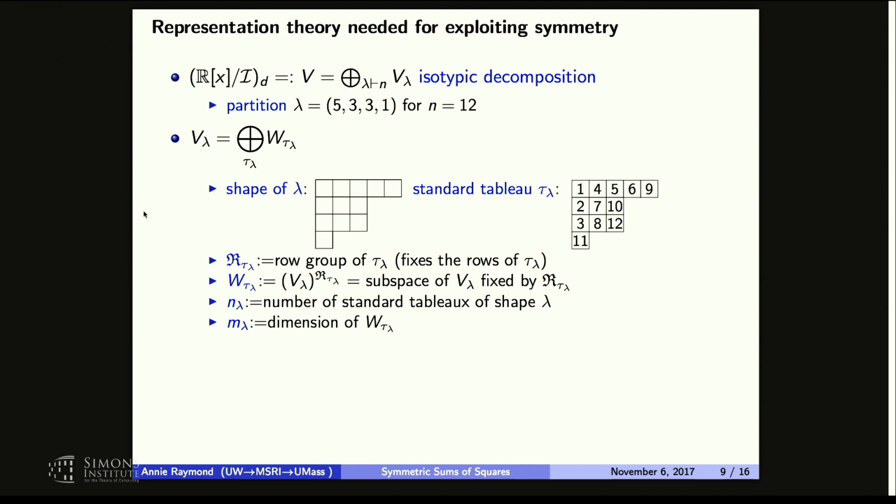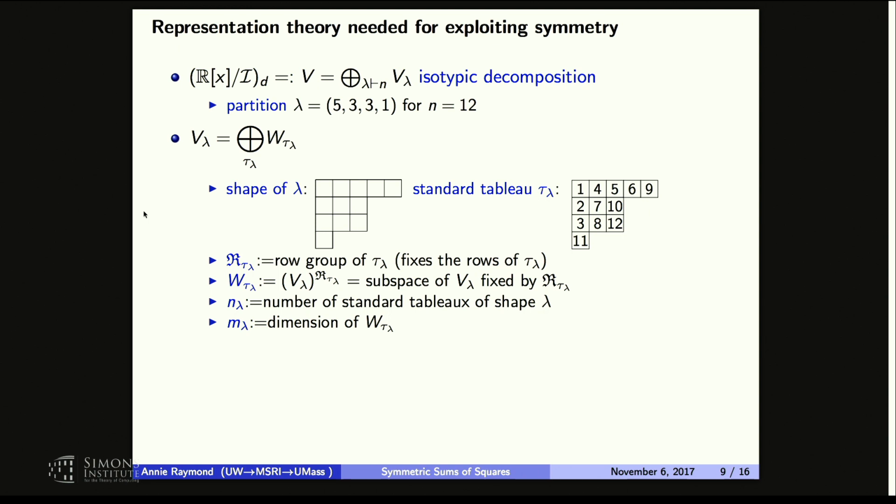So for every partition lambda, I have the shape of that partition. So here, the partition 5, 3, 3, 1 gives me a shape with 5, 3, 3, and 1 cells in each row. And then a standard tableau for that shape lambda is just a filling of your cells with the numbers from 1 through n, so that each number goes into a different box. And when I read from left to right and from top to bottom, I should be increasing.